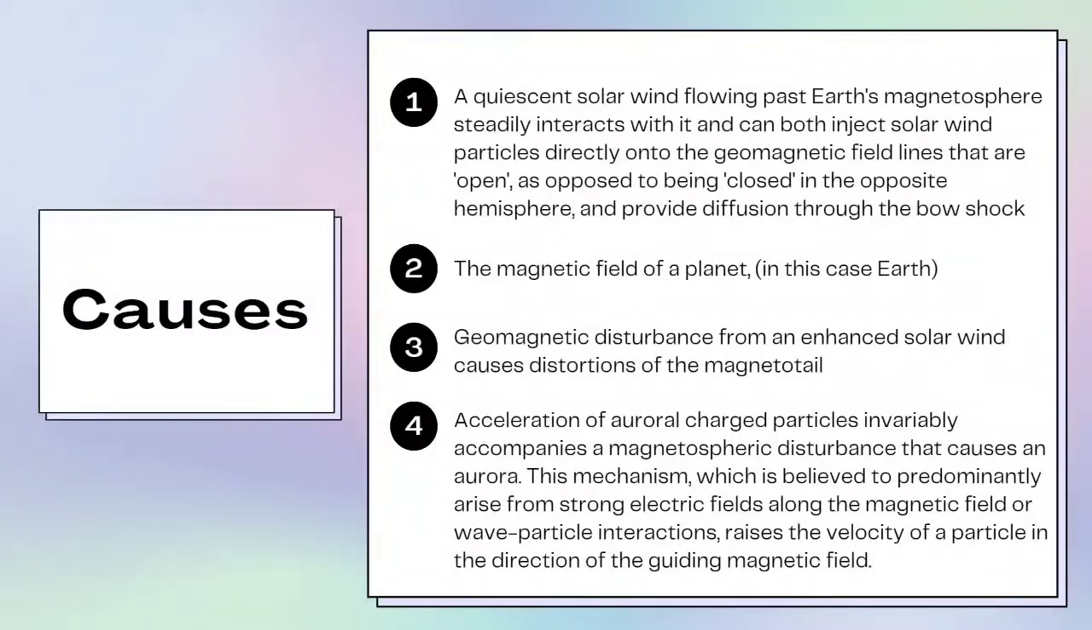Fourth, acceleration of auroral charged particles invariably accompanies a magnetosphere disturbance that causes an aurora. This mechanism, which is believed to predominantly arise from strong electric fields along the magnetic field or wave-particle interaction, raises the velocity of a particle in the direction of the guiding magnetic field.